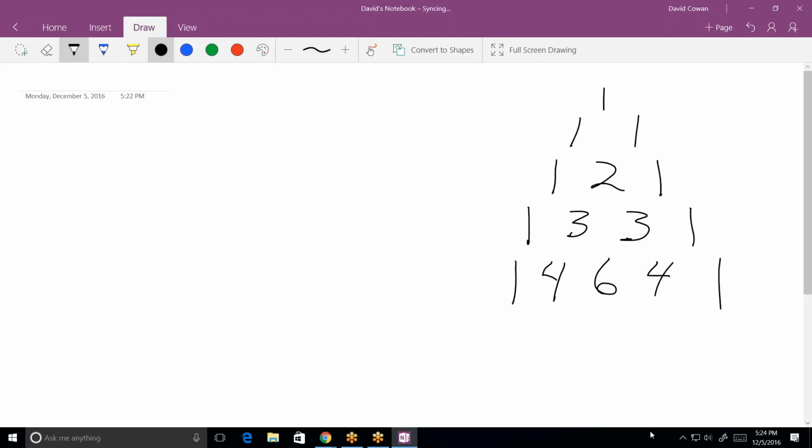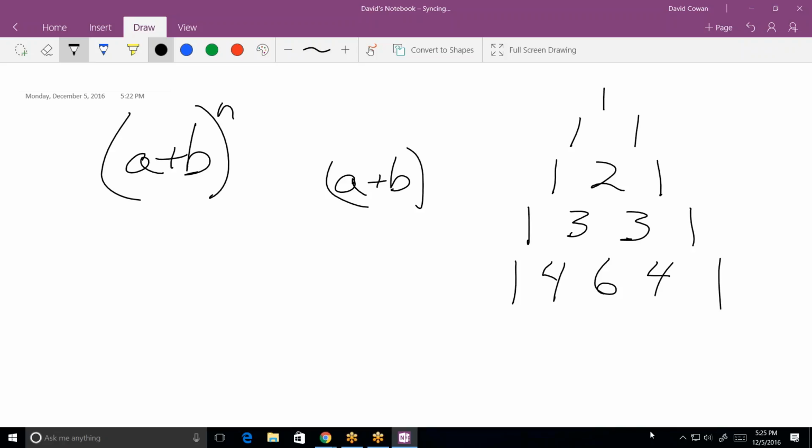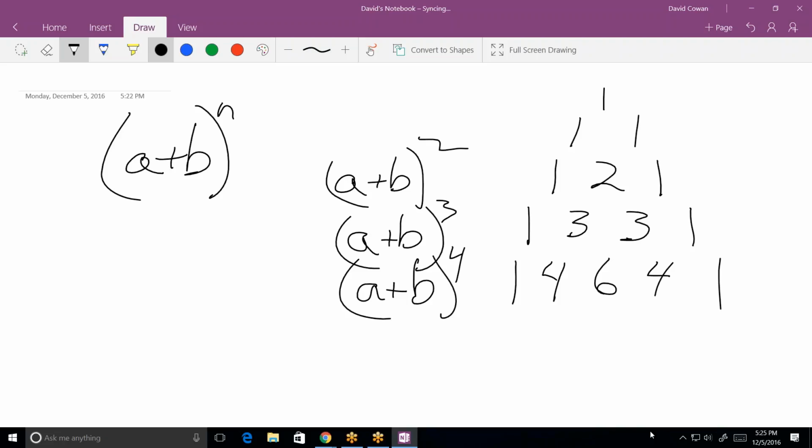But if you are expanding a plus b to some power, this is going to be the coefficients of a plus b squared, and this is going to be the coefficients of a plus b cubed. So this is really part of the binomial expansion. Notice that we're taking a binomial and taking it to some power. So if I had a plus b squared, my answer would be a squared plus 2ab plus b squared. If I had a plus b cubed, my answer is a cubed plus 3a squared b plus 3ab squared plus b cubed.